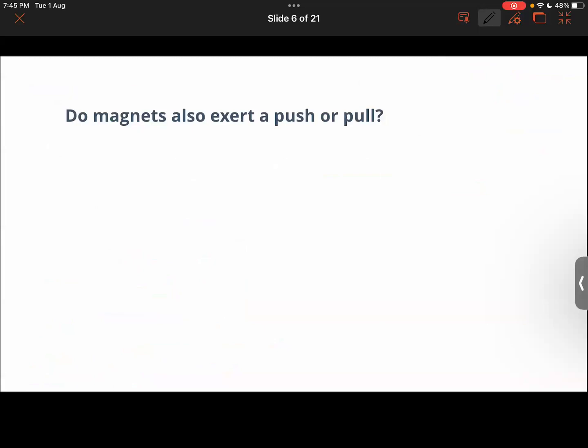He hasn't joined yet. Okay, now there's a question here: do magnets also exert a push or pull, which we were talking about a moment ago? Yes, they also exert a push or pull on each other. There are different magnets that come in different shapes and sizes, such as bar magnets and horseshoe magnets. Basically there are two different poles in a magnet, a north pole and a south pole.